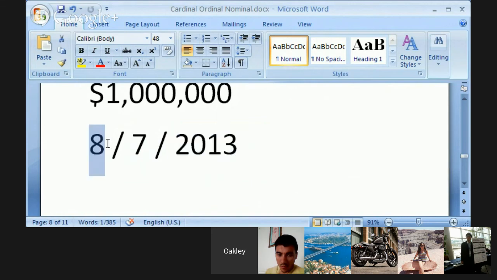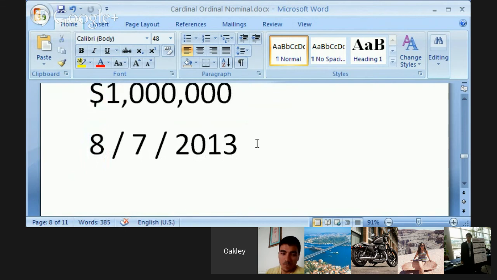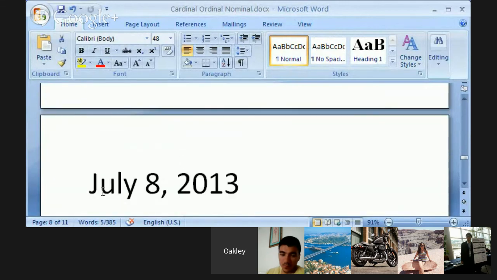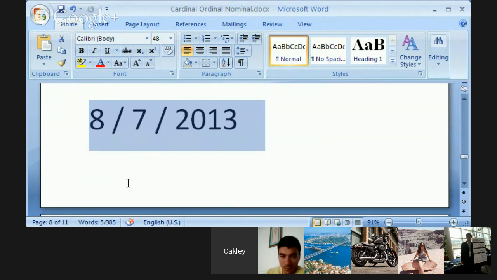Americans do not. If I was in an American university, we write the numbers, the date, just as we would say it. When we write it out, we would write August 7th, 2013. So be aware of that. If you're getting important documents from Americans, they might have their numbers backwards to what you're used to. Yeah, I always confuse it with the British one. Yeah, it is confusing.